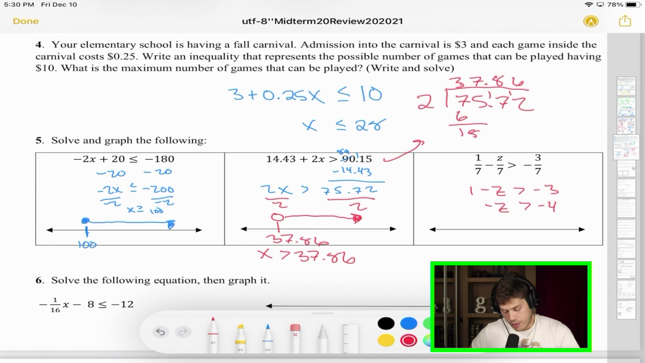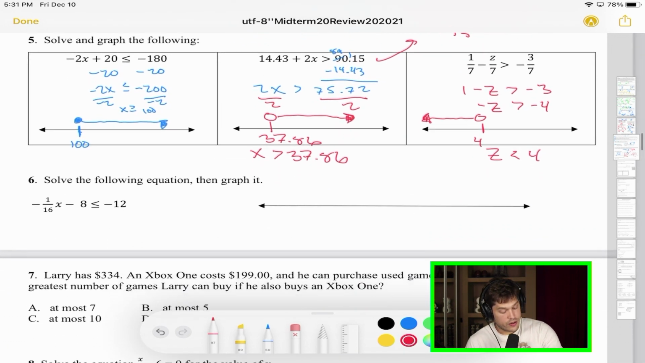So we're going to multiply through by a -1, and we'll get that z is less than 4. Remember we flipped our sign when we multiplied by the negative. So if we graph this, we just have a marking at 4. It's less than, so it's going out to the left, and it's an open circle because it's not less than or equal to, it's just less than. All right, so there are those.